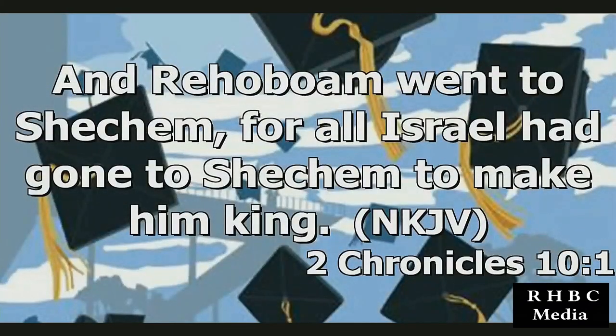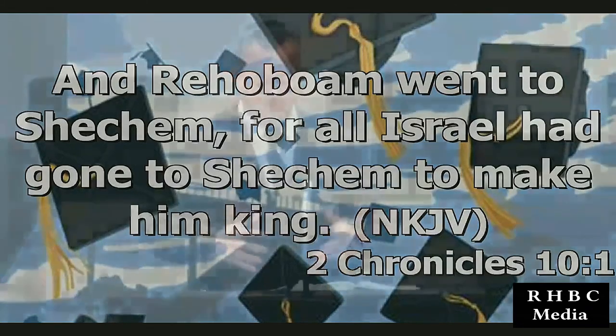Shechem, it's a place that's been mentioned several times before in the Bible. Shechem was the place where Joshua, towards the end of his time as the leader of the children of Israel, brings them all together, and he's speaking to them, and he gives them just a history reminder of the things that the people have done and went through.